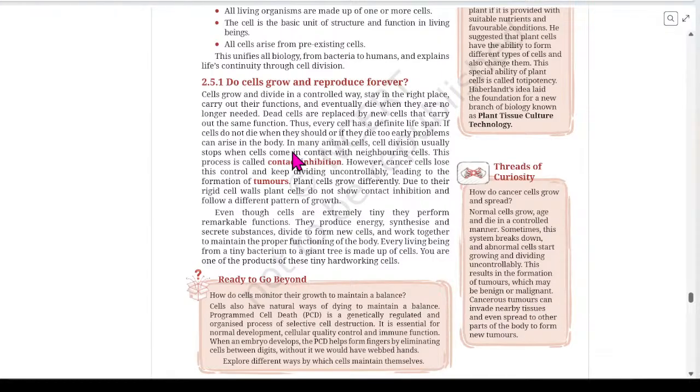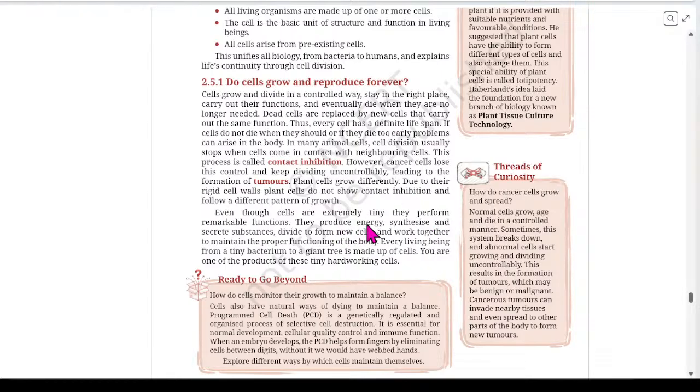In many animal cells, cell division usually stops when the cells come in contact with neighboring cells. This process is known as contact inhibition. However, cancerous cells lose this control and keep dividing uncontrollably, leading to the formation of tumors. Plant cells grow differently due to their rigid cell wall. Plant cells do not show contact inhibition and follow a different pattern of growth.